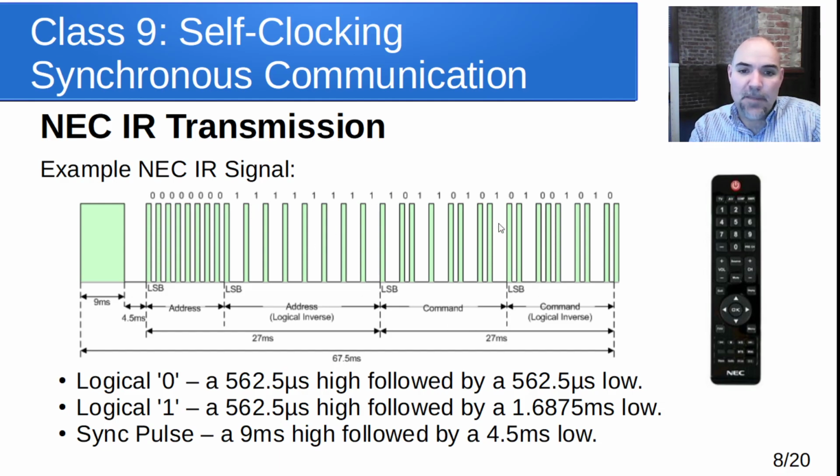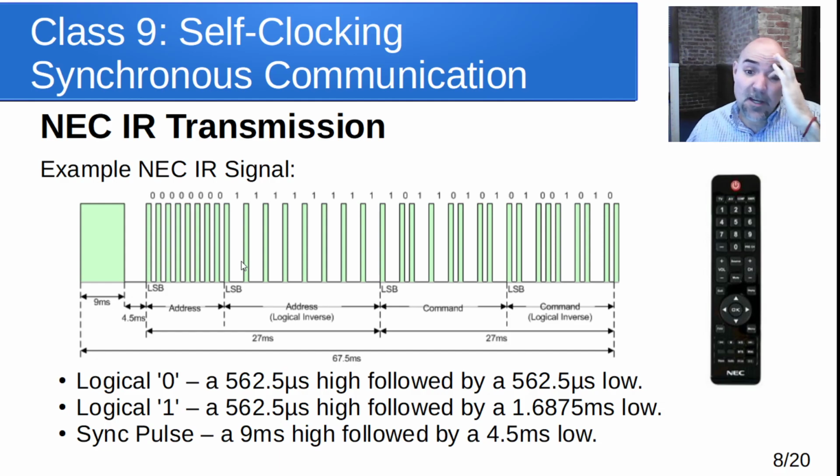And this is the entire message that gets sent out when you press a key on your remote. You'll notice that they have this logic: a 0 is a 562.5 microsecond pulse, followed by another 562.5 microsecond pulse. In other words, notice that the ratio is 1 to 1. But a logic 1 is 562.5 microseconds followed by 1.6875 milliseconds. So this is actually a ratio of 3, 1 to 3. And so it's easy to sort those out.